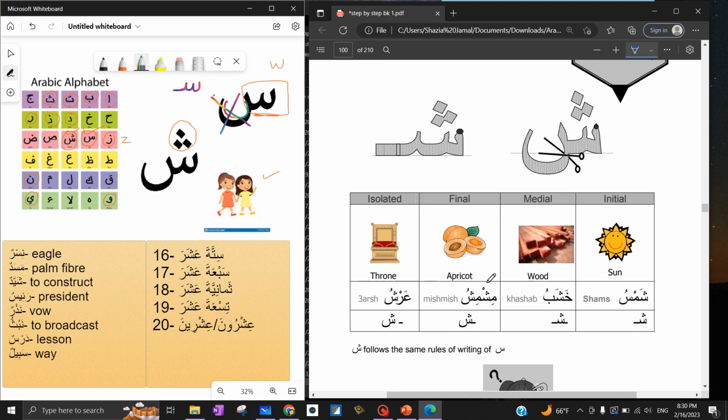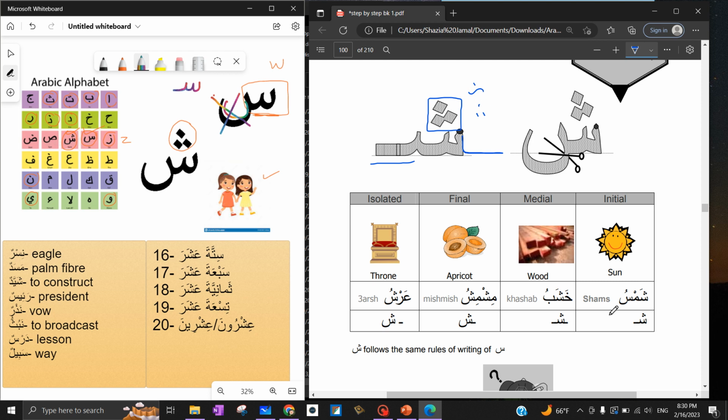So now we come to the writing rules of sheen. It is similar to seen. You need to cut the pot belly and only write the W with three dots. The only difference is you will add the three dots above the W, and there should be a little tail left behind to connect with other letters, and it can also be connected from both sides. There should be a little tail if it is in between, just like in seen. And how do you put the dots? Either you can put them like this or you can do like this.